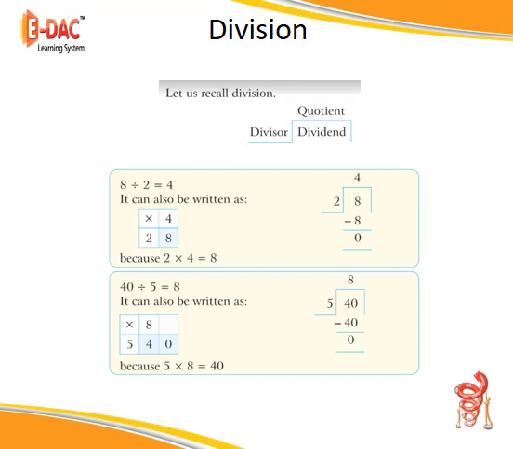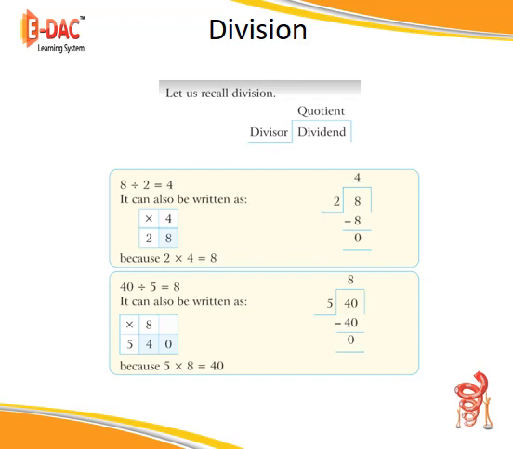Let us take another example. We want to divide 40 by 5. We will recall our multiplication table of 5. So 5 ones are 5, 5 twos are 10, 5 threes are 15, 5 fours are 20, 5 fives are 25, 5 sixes are 30, 5 sevens are 35, and 5 eights are 40.